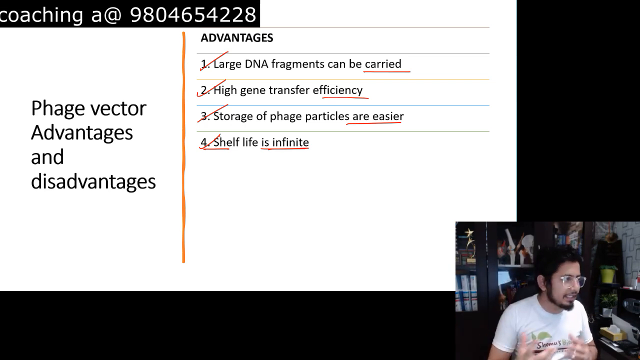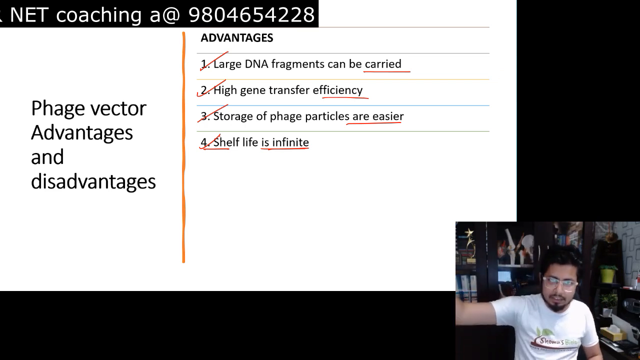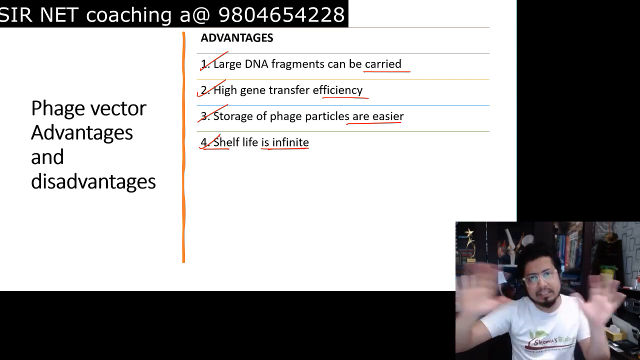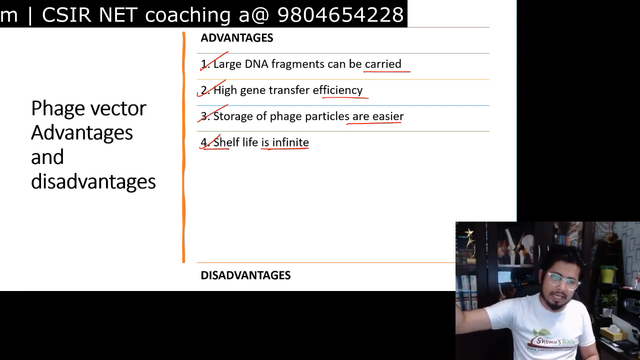So virus literally is non-living or living. We cannot classify them when it is outside of the host. It's considered non-living. So it can stay for an infinite time period.